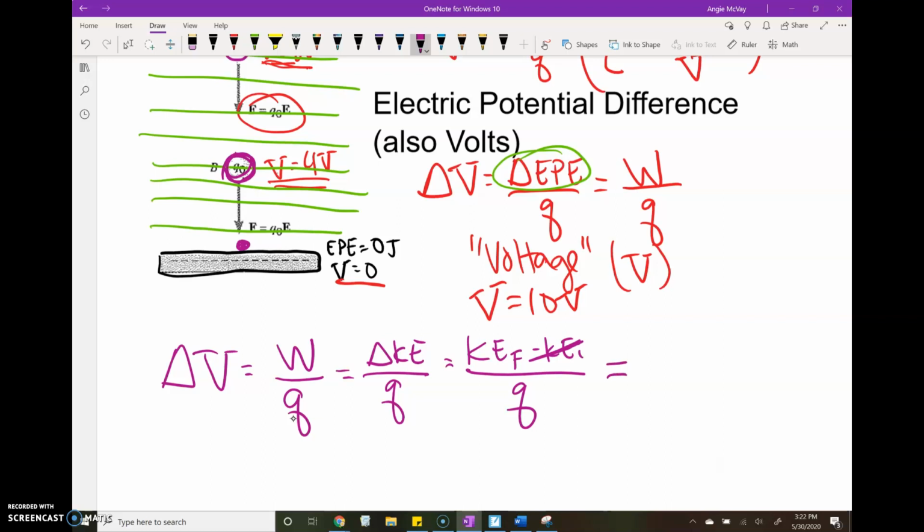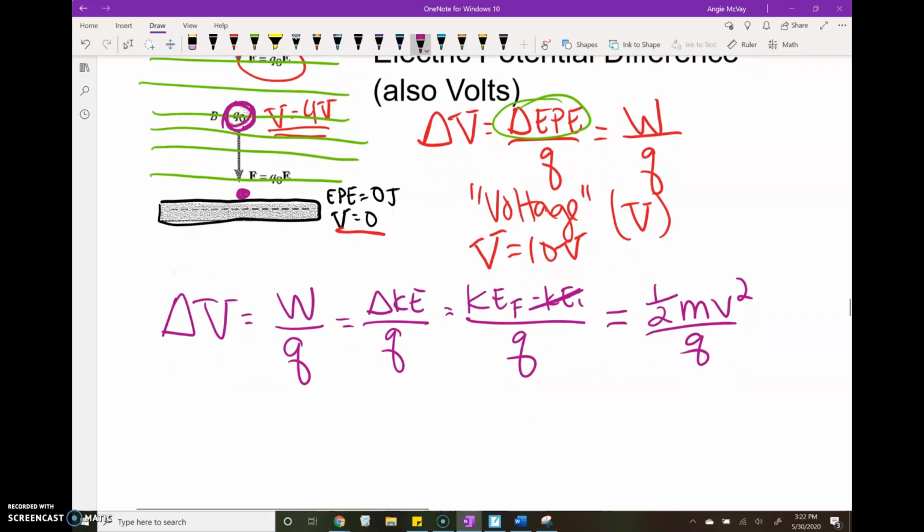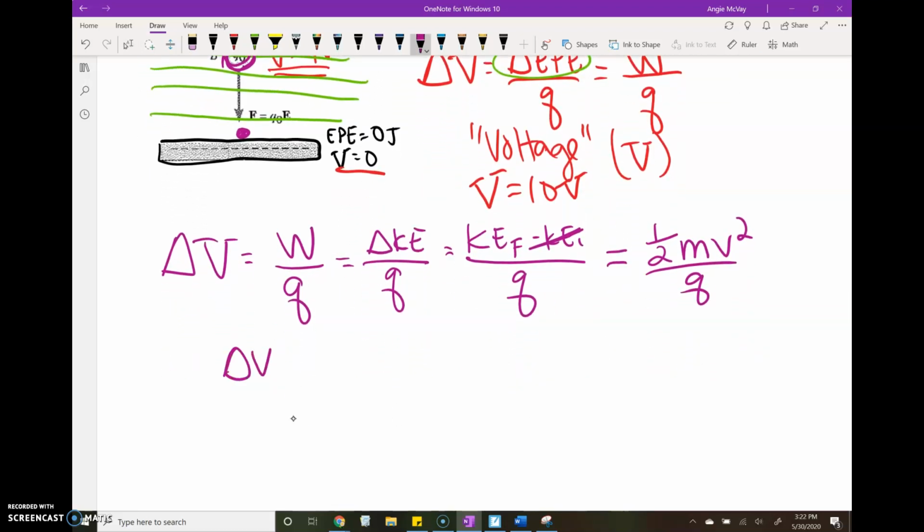So we could write this as, instead of kinetic energy final, how do we write kinetic energy? 1/2 mv squared per unit charge. So we get change in voltage equals 1/2 mv squared per unit charge, right? Then conceptually, what is a voltage doing? If we put a charge in a region where there's some difference in potential between it and another charged object, what's going to be happening? The kinetic energy is changing. Voltages speed up or slow down particles. They change their speed.